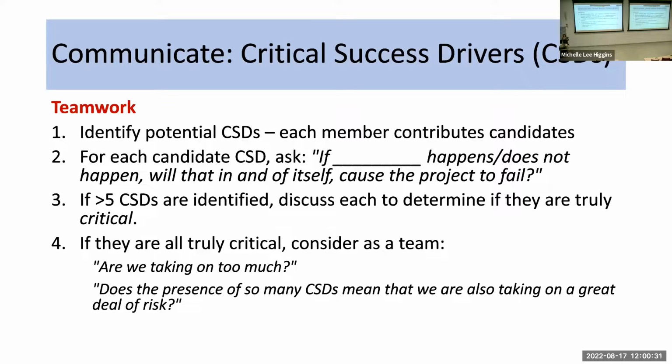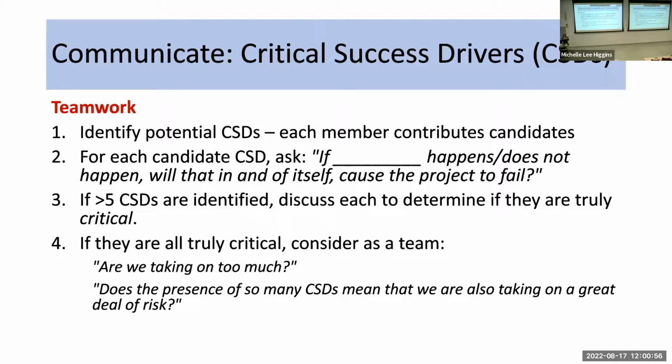So this work is done as a team, identifying potential critical success drivers. And asking, I find this question is very helpful. If blank happens or does not happen, will that in and of itself cause the project to fail? I think that's a really good way to drill down.